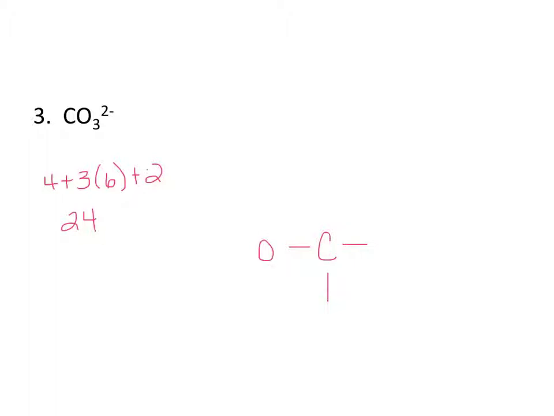So again, I've got carbon attached to 3 oxygen atoms. So that takes care of 6 electrons. So there's 8, 10, 12, 14, 16, 18, 20, 22, and there's my 24. Again, this is an ion, so we draw it in a bracket and put the charge outside. Let's move to the next one.